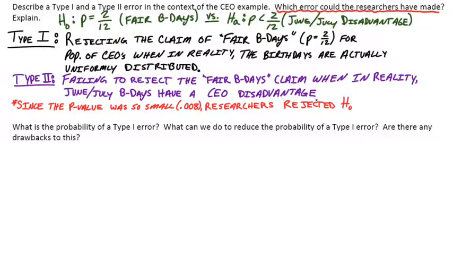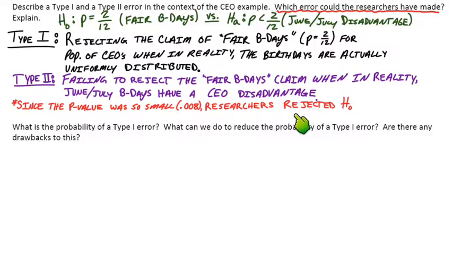Are they right? I don't know. It's still just their educated guess from the 300 or so CEOs that they interviewed. So, having rejected the null, which one of these two errors could they possibly have made? Well, if you'll notice, only one of them chooses to reject the null, right? Type 2 fails to reject the null. So, they could have made a type 2.